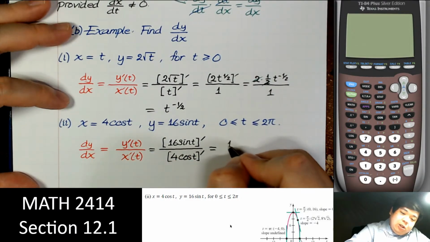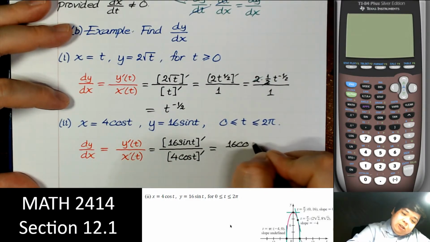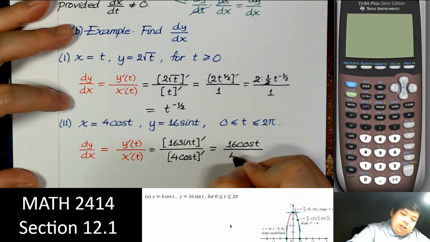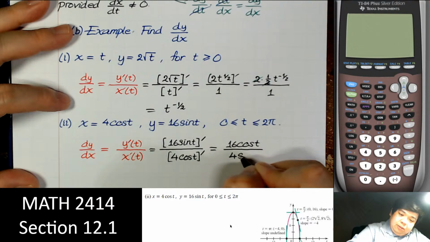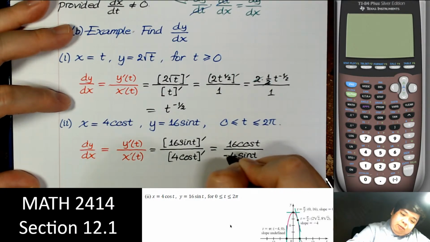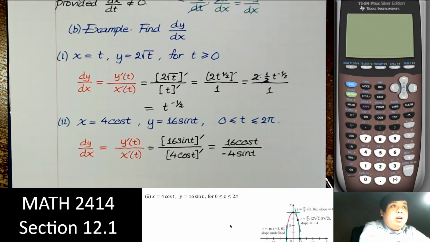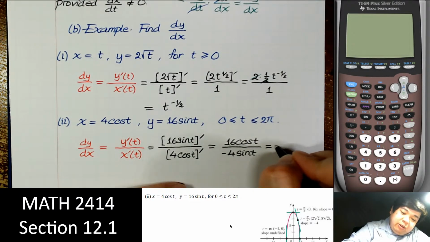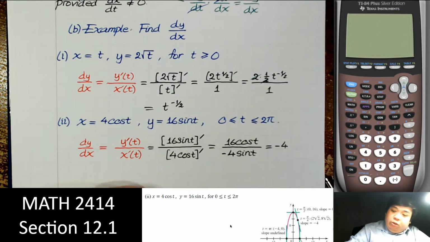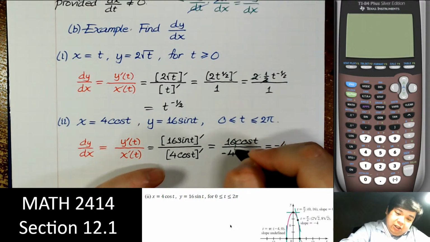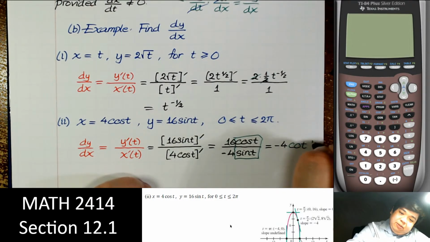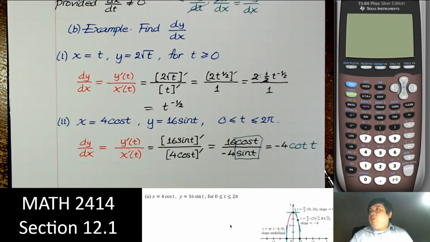Derivative of sine is cosine, and derivative of x, derivative of cosine is negative sine. 16 over negative 4 is negative 4. Cosine over sine, cotangent. So we have negative 4 cotangent of t.